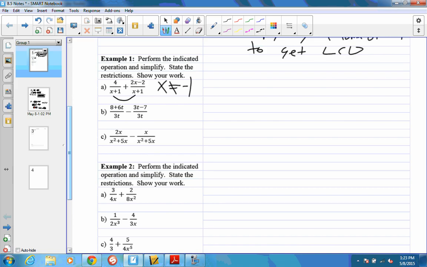All right, step 3. Multiply by a form of 1 to get LCD. So again, I already have my common denominator, so I will skip this step. Add across. Good, so add across. So I'll have 4 plus 2x minus 2 over x plus 1.